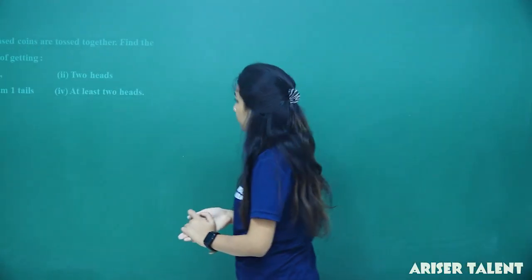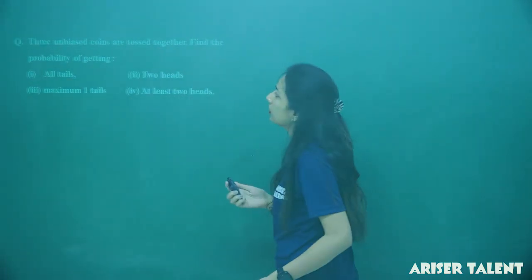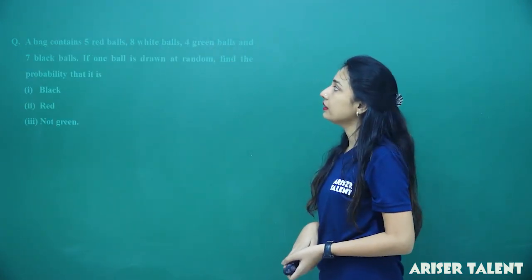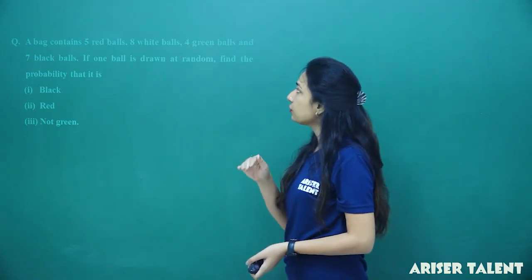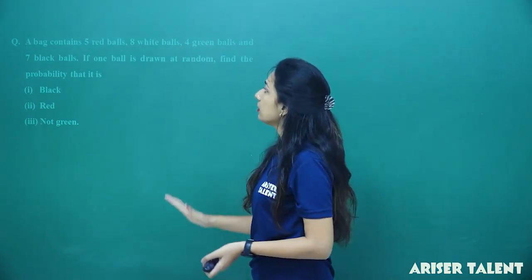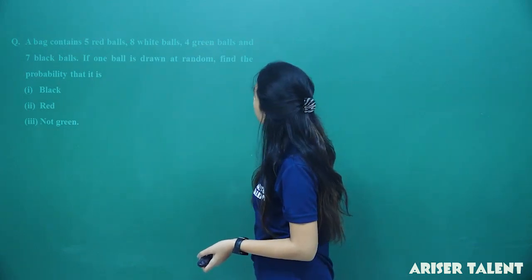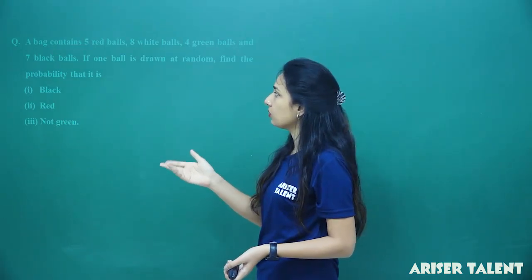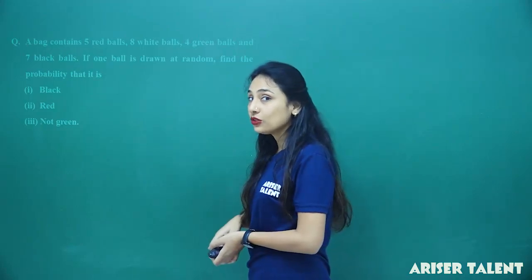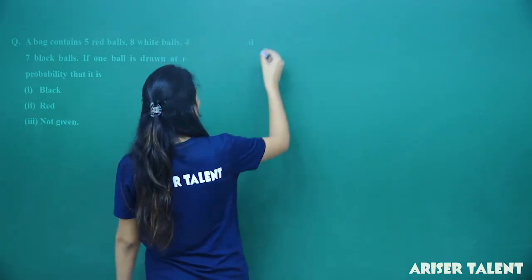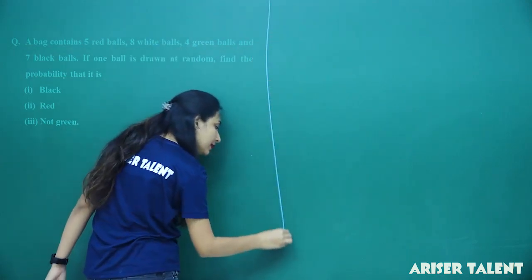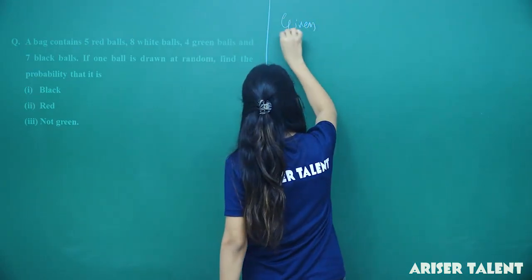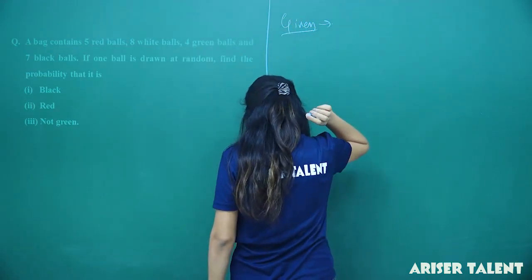Okay, students, now the next question is: a bag contains 5 red balls, 8 white balls, 4 green balls and 7 black balls. If one ball is drawn at random, find the probability that it is black, red and not green. So, this is the question that you have to understand first, what is being asked, what is given to you. First, we have to understand this question.